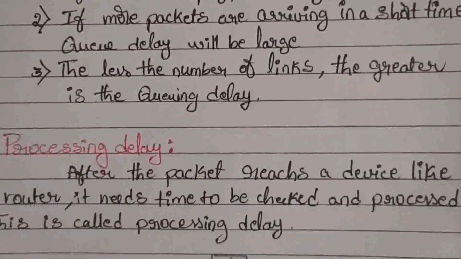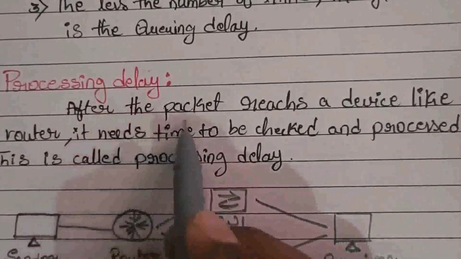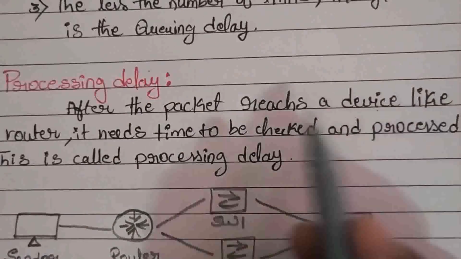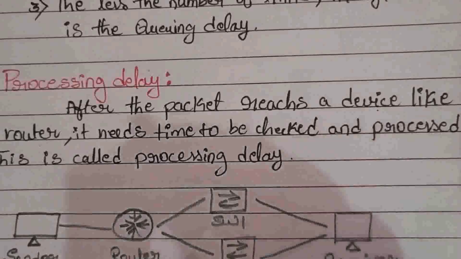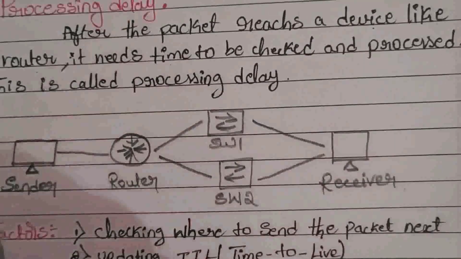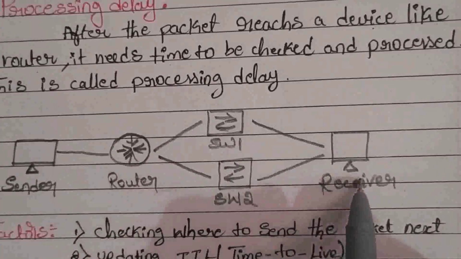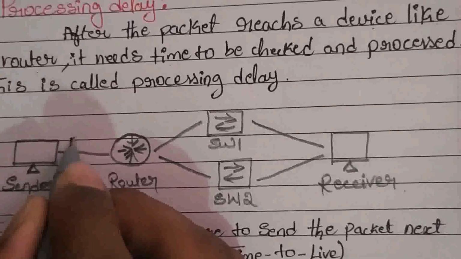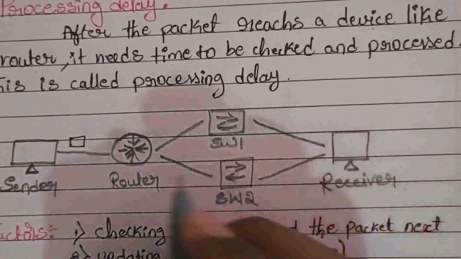Now I am going to the fourth delay, processing delay. After the packet reaches a device like a router, it needs time to be checked and processed. This is called the processing delay. Simple. I will explain clearly. The sender is there. Here one router is there, switch 1, switch 2, and the receiver. The packet should go from the sender to the receiver. It should reach the destination. So it comes to the router first.